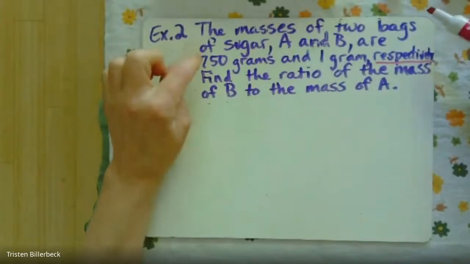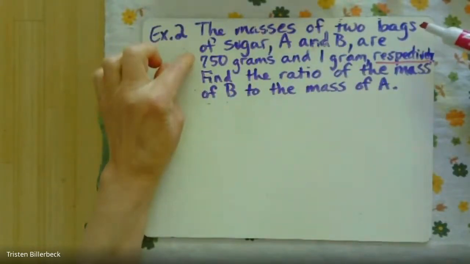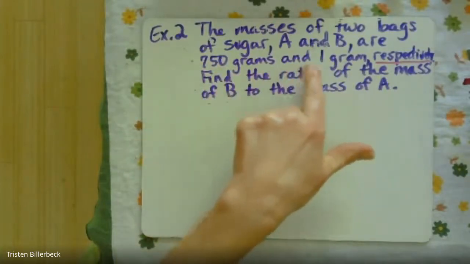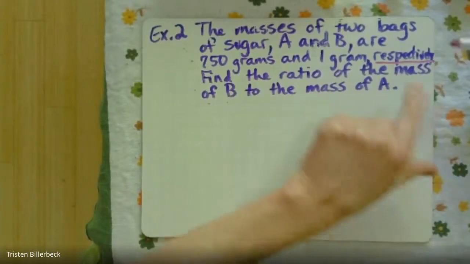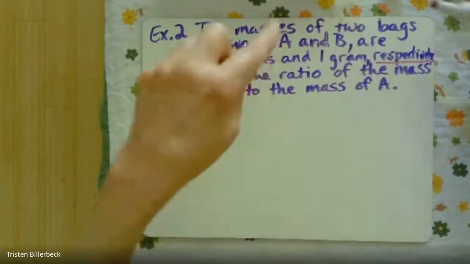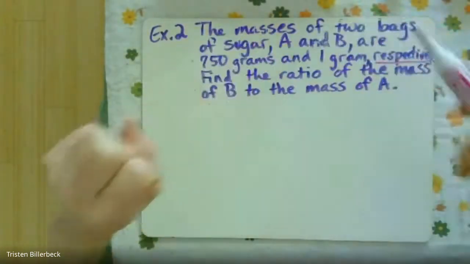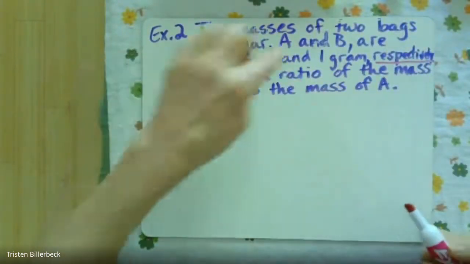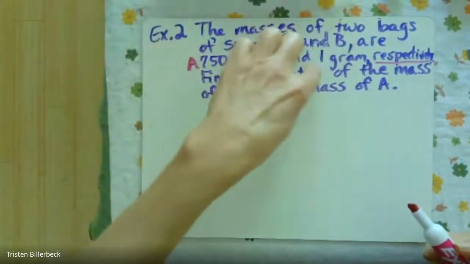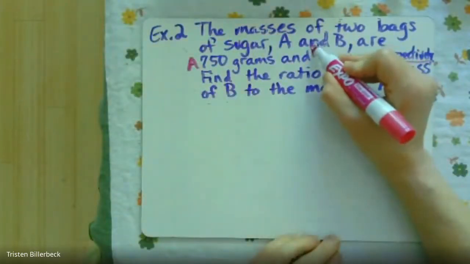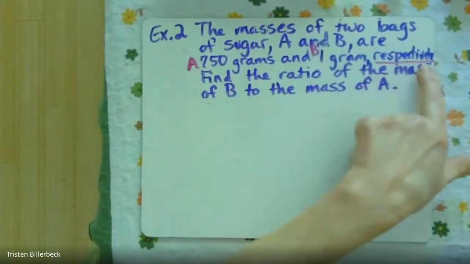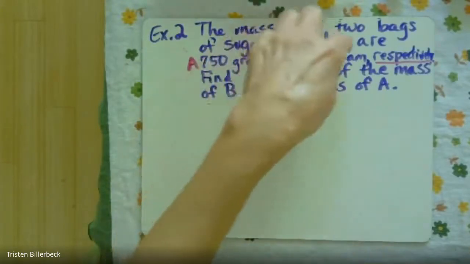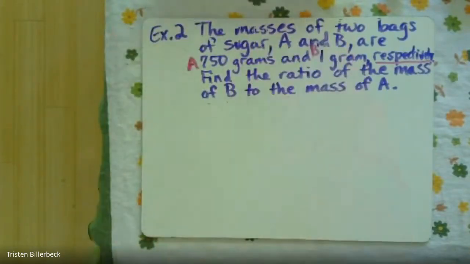So we have the masses of 2 bags of sugar, A and B, which are 750 grams and 1 gram, respectively. Respectively means that A is listed first, so the first weight goes with A. This is A's weight. B is listed second, so that's B's weight. That's what respectively means when you see it: this is written in order and then the weights are written in order.